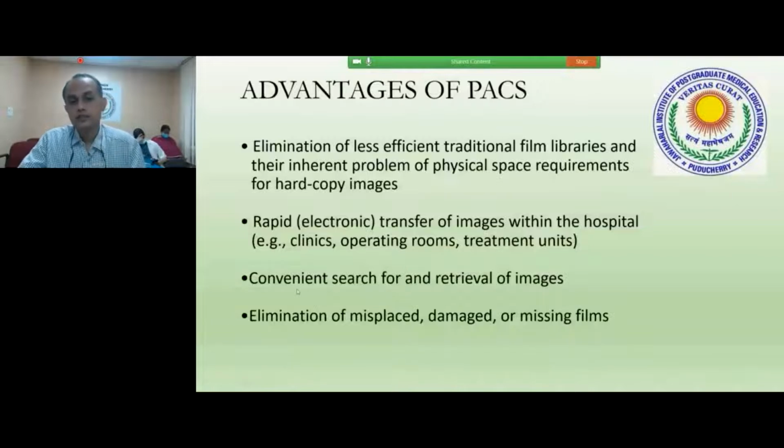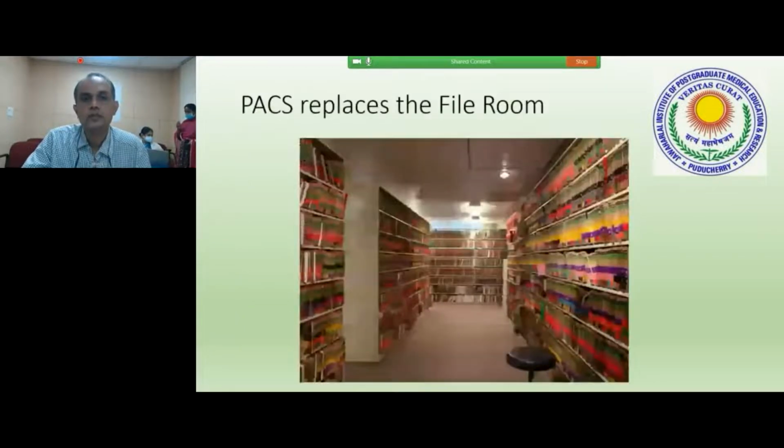Also, there is the convenience of searching and retrieval of images. So the name or the patient number or the date can be used to easily retrieve an image from the PACS. So the elimination of misplaced, damaged or missing films is a unique advantage of PACS. There is a very remote chance that an image will get lost in the PACS. So the PACS does this, that is, it replaces the film room.